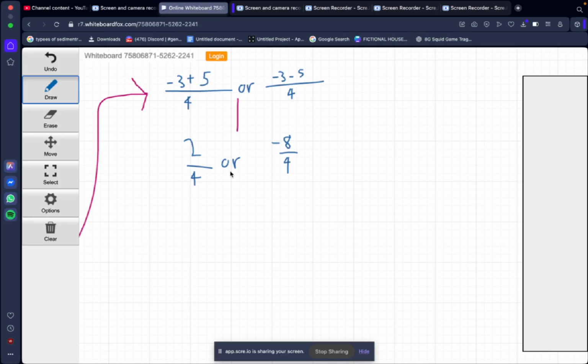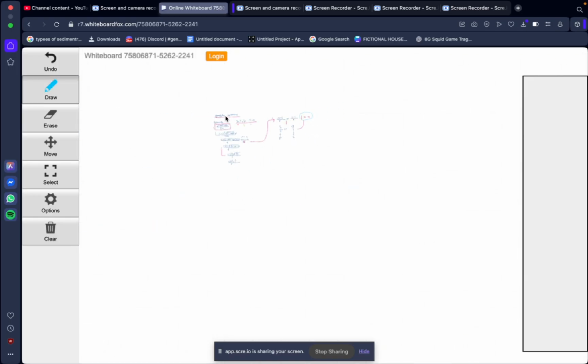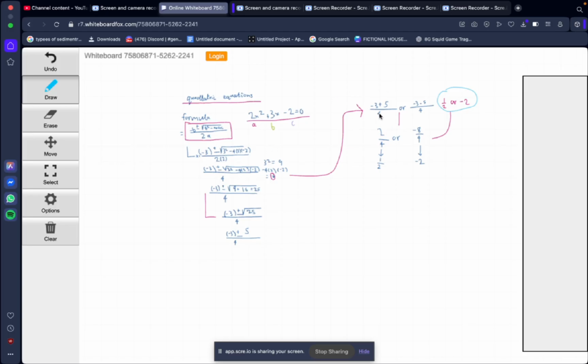Okay, so now that we have that, what you need to do is just simplify. If we simplify this, half, we just get 1 over 2. And if we do the same thing for this, it's just negative 2. So the answer that we get is 1 over 2 or negative 2. And that is how you solve a quadratic equation.